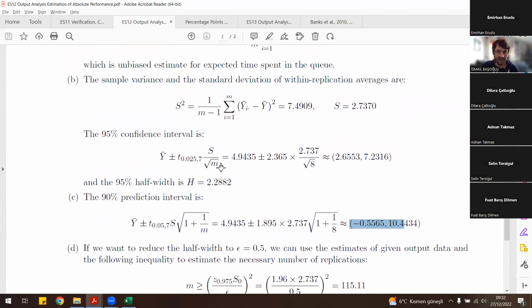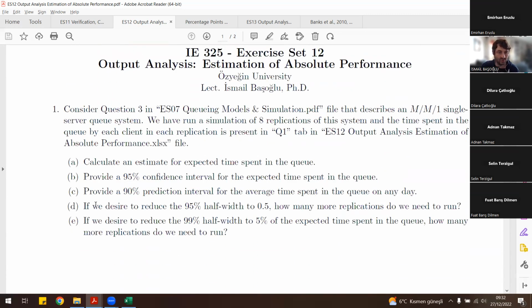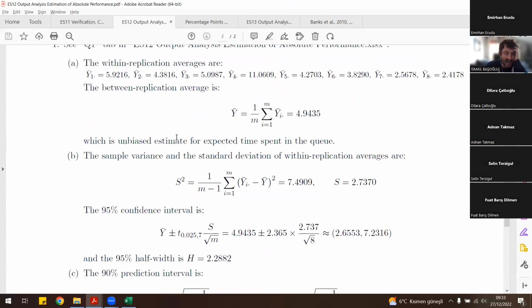Now, the essence of this question is not ending here. Before giving a break, I need to complete the course question. So here it says, if we desire to reduce the 95% half-width to 0.5, how many more replications do we need to run? Now, at this point, you need to consider that these 8 replications that we have performed are simply what?